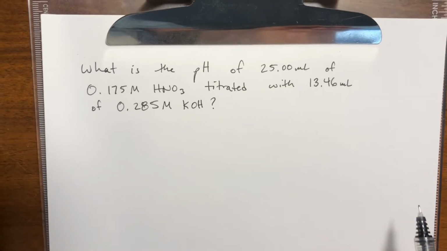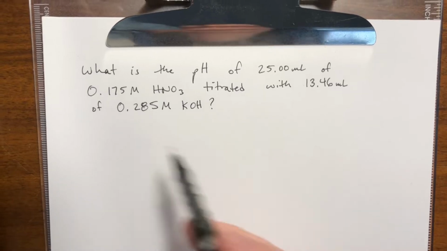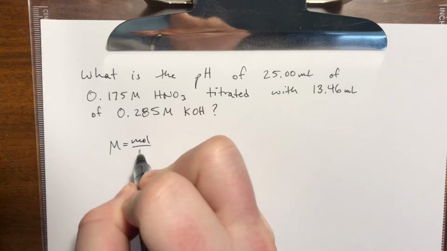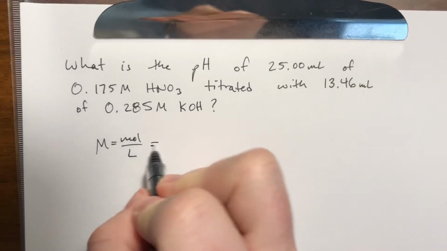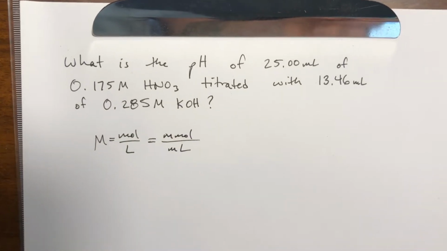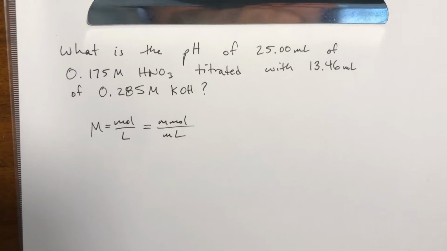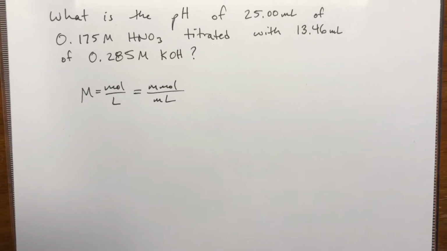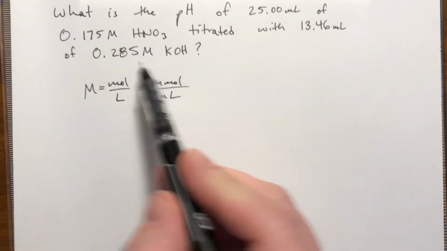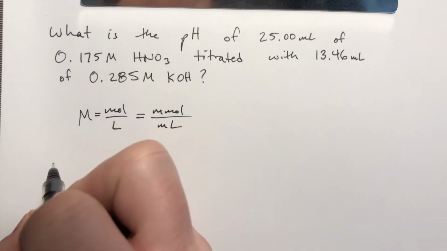But honestly, what makes these problems easier is the concept of millimoles. Molarity is moles per liter, but it could also be written as millimoles per milliliter. We're going to use that because these are all in terms of milliliters, and it just makes for fewer calculations. So we're going to figure out how many millimoles of acid and how many millimoles of base there are, based off these two volumes and concentrations. Let's start with the acid.